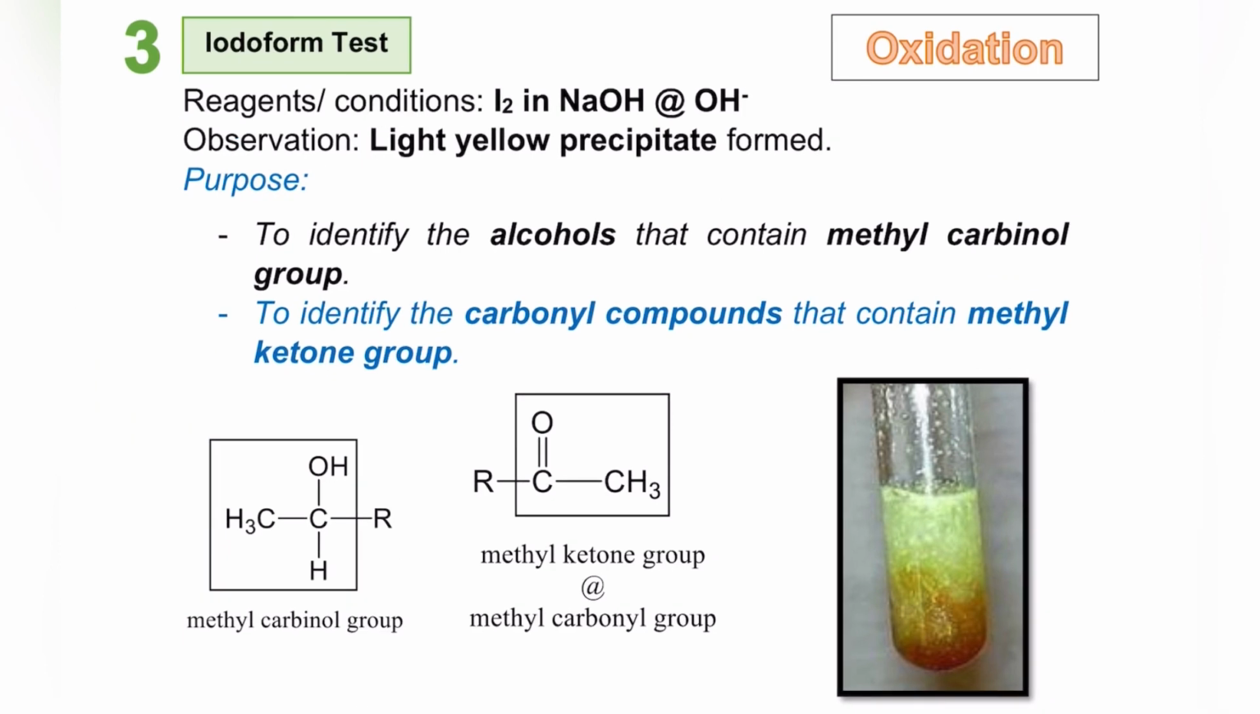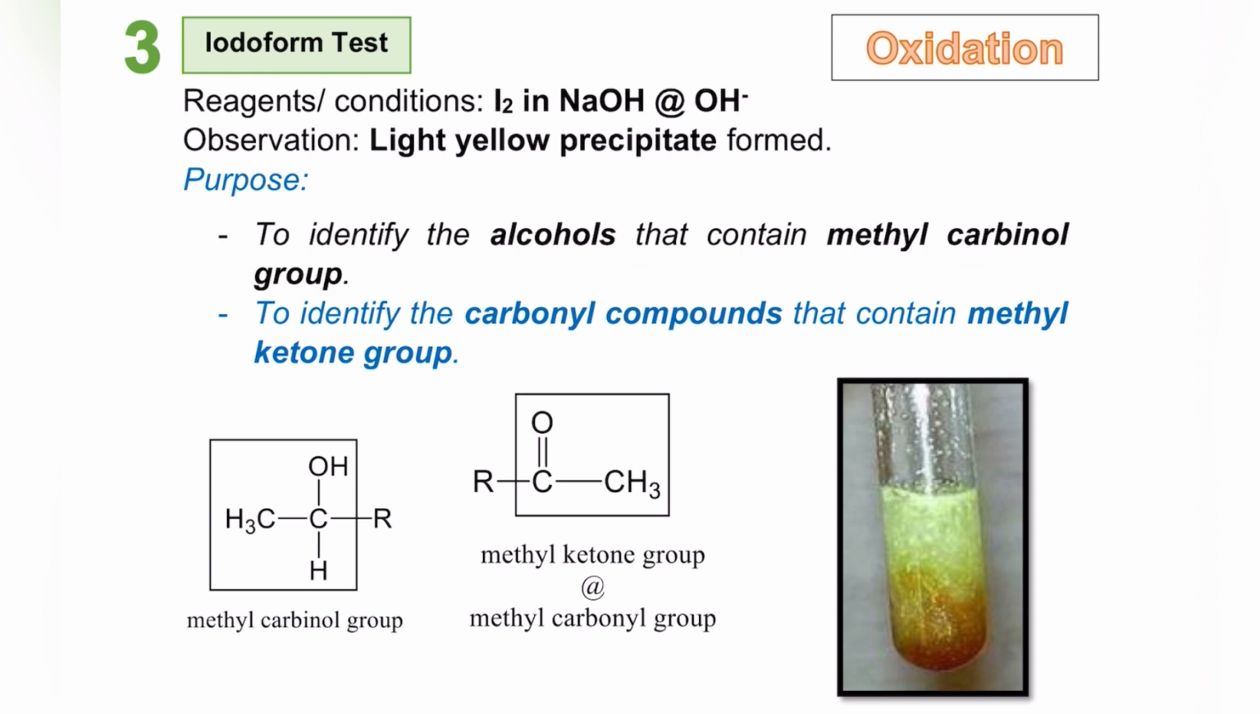Next, we have iodoform test. Iodoform test for this part is similar to the iodoform test that you've learned in the chapter on alcohol. So the reagent is the same, iodine in NaOH or OH minus, and the observation is also the same. You will have light yellow precipitate form. This chemical test is to identify the alcohols that contain methyl carbonyl group. This is what you've learned in chapter 8.